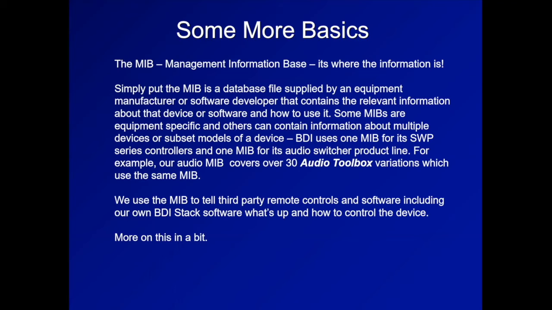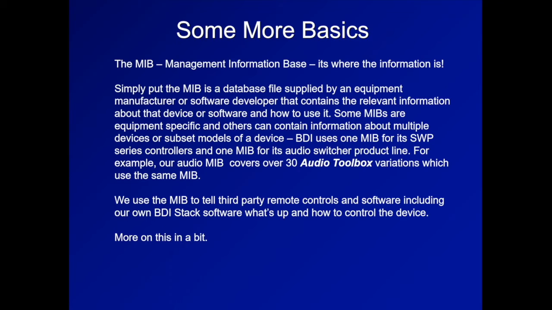So it's basically a text file with a bunch of information in it, coded in a certain way that your machine and software can interpret. So it's a database file supplied by an equipment manufacturer or a software developer that contains all the relevant information. So they're handy. Right now, I think we're up to about 4 different MIBs, across our product categories.